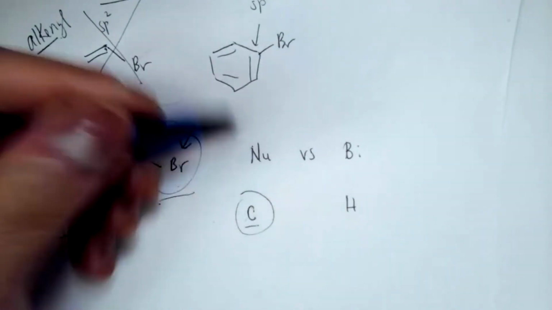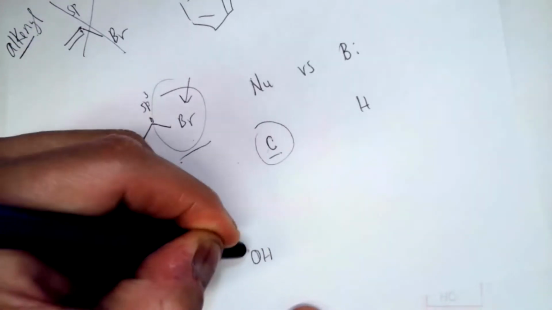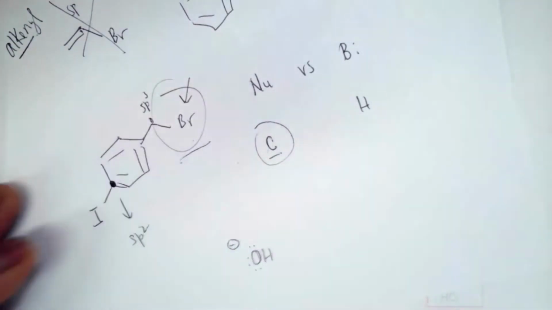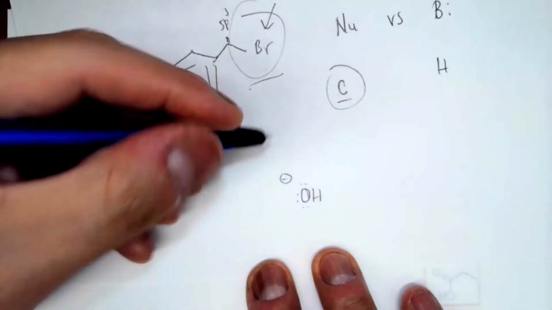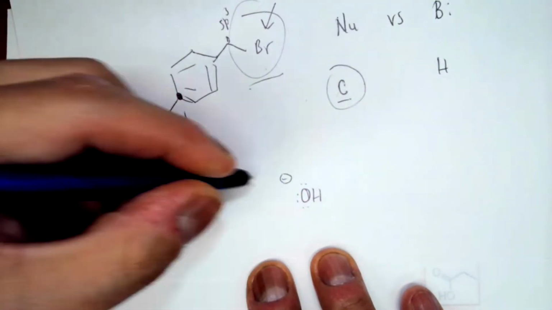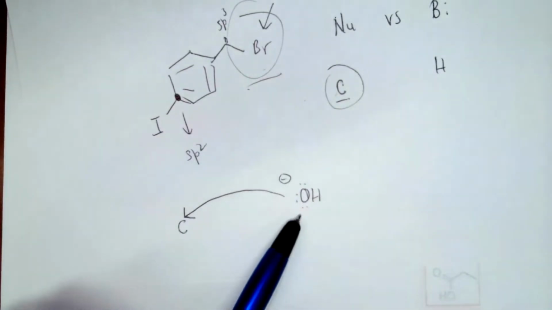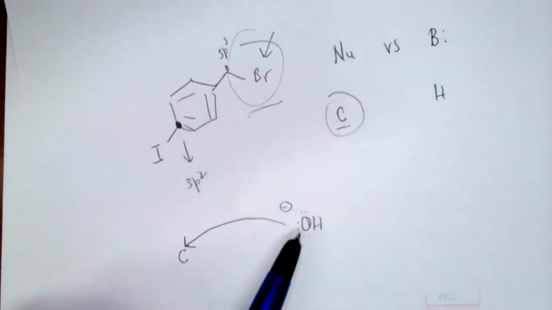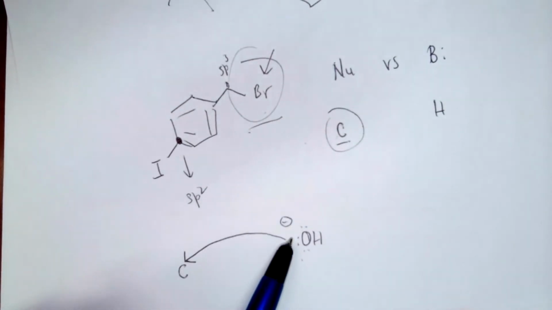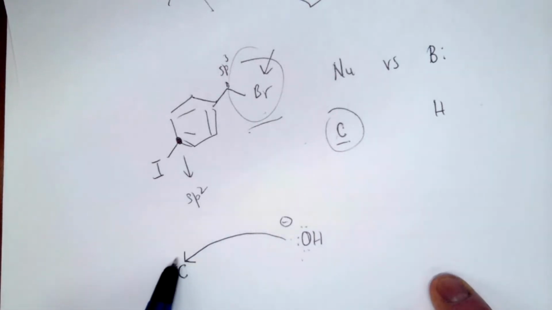Acids are rich in hydrogens. Therefore, if you see something, for example, OH minus attacking a carbon, I will say the OH is behaving as a nucleophile. Why? Because it's a species that is negatively charged, has lone pairs of electrons, and is able to donate them to who? To carbon. Then it's acting as a nucleophile.